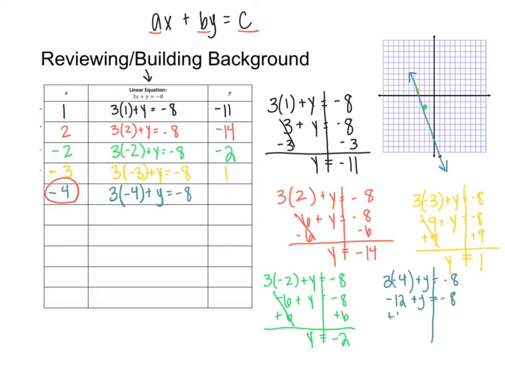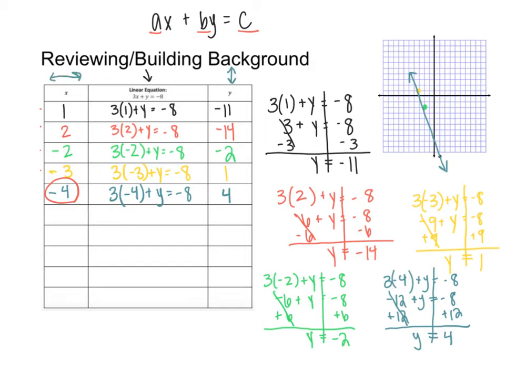I want to get the 12 away from my y, so I add 12 to both sides. Over here it cancels. I'm left with y equals -8 plus 12, which is 4. So that tells me that when x is -4, y is +4. And I can graph that pair. My x value tells me how many to go over, and my y value tells me how many to go up.